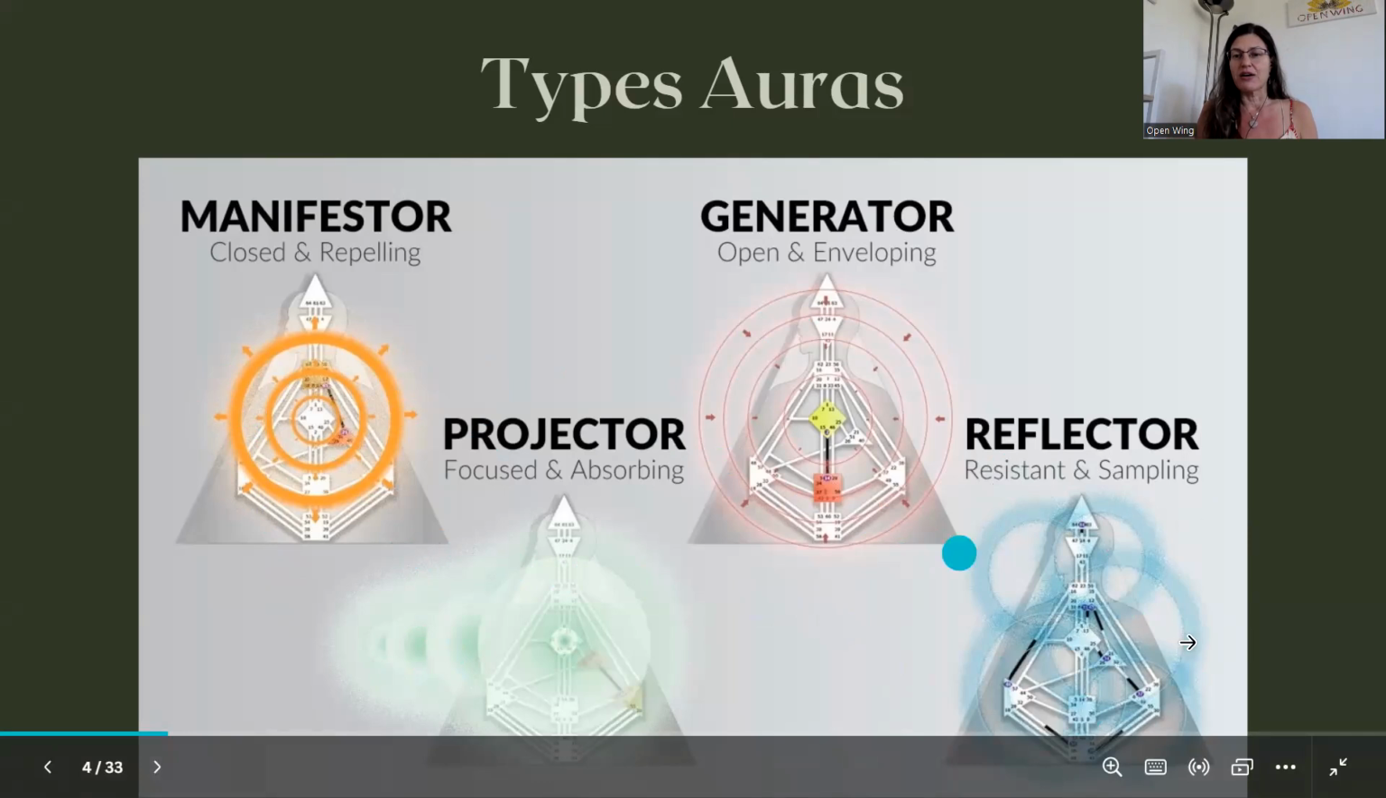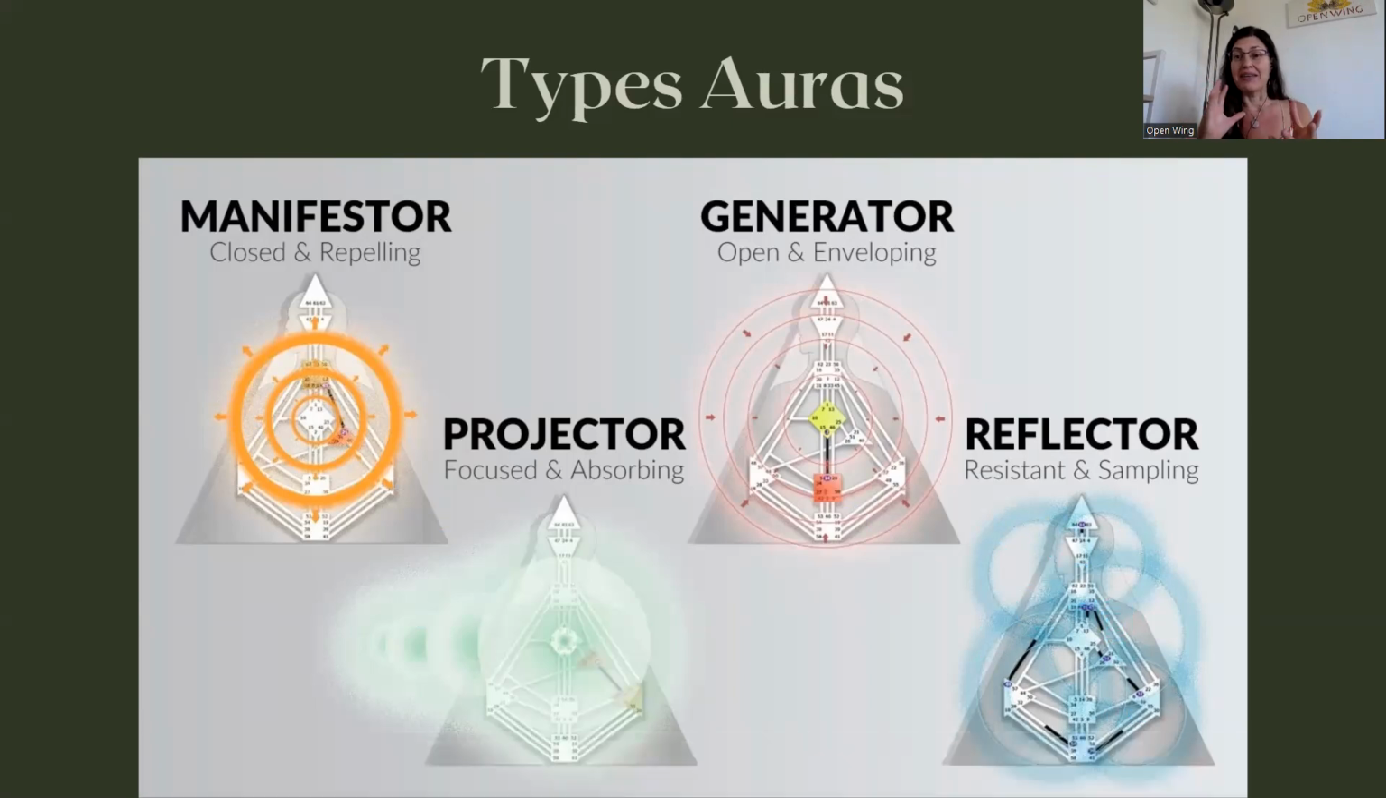And reflectors, which is only 1% of the population, have a very open chart. This is how the human design charts look, and these are some basic definitions of the types. And you can see the reflector has all their centers open, and they have a resistant and sampling aura. The reflector is here to be the barometer of this community of the world, and to reflect back to us the health of our community. It is a very existential type, the reflector, connected to the moon, very special beings.